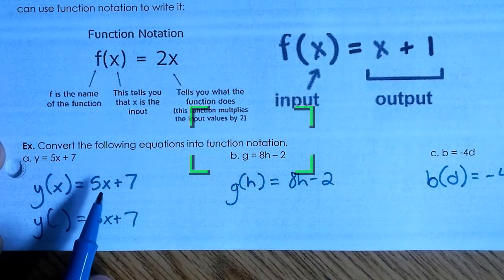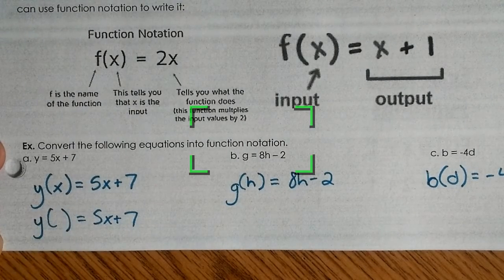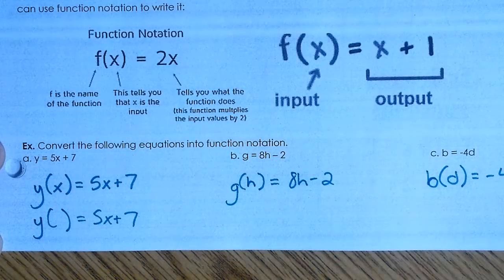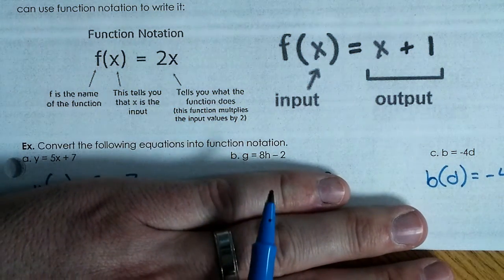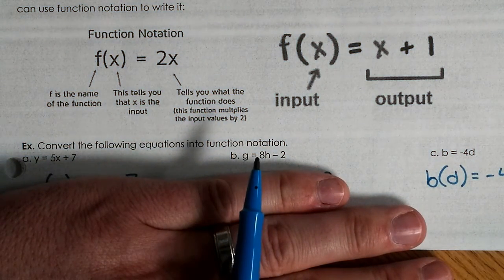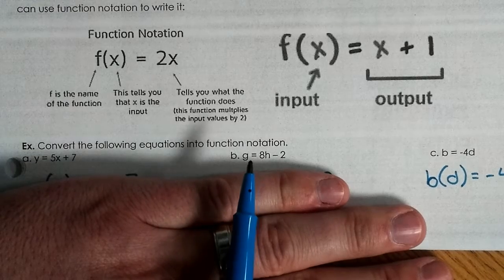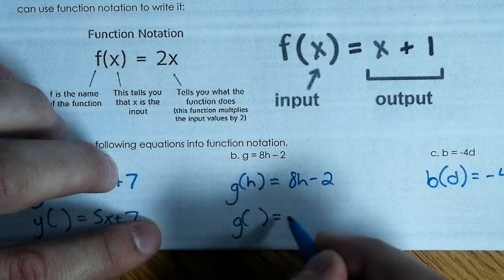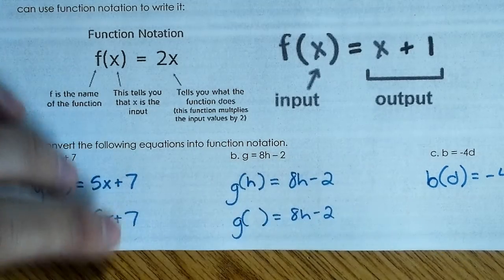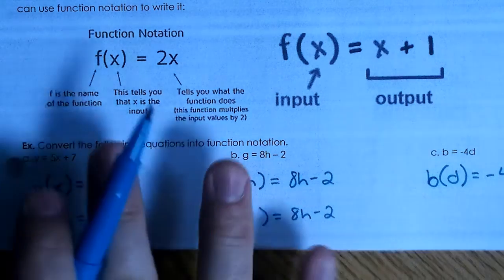Then we figure out, okay, what is our input? It's going to be that x, right? So that's why we put an x there. You okay with that? Now you look at the next one, right? We had G equals 8h minus 2. Well, G is our function. So what do we need to put around the G, or next to the G? Well, we put G and then parentheses, right? 8h minus 2, and then what do we put inside the parentheses? The H. Good job.